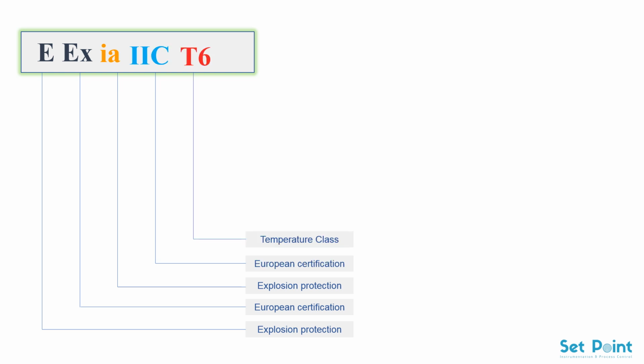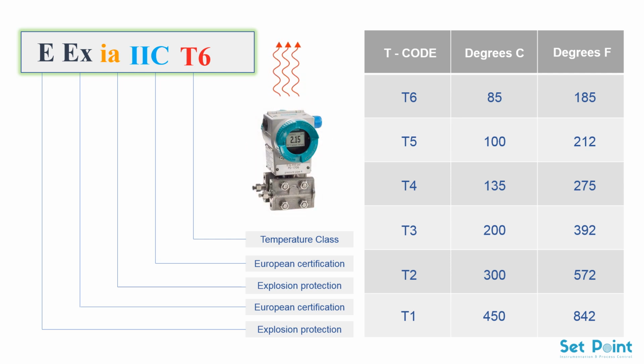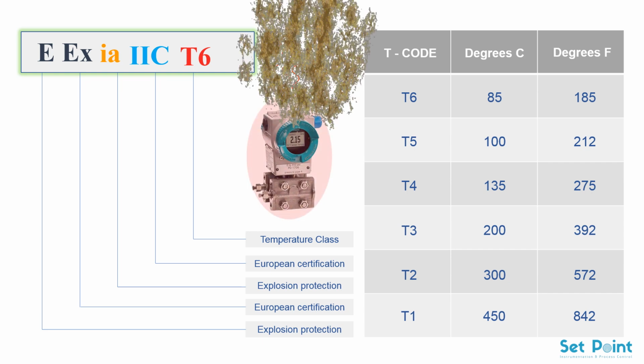The next part of the marking refers to the temperature class of the device. Temperature class refers to the maximum temperature the electrical apparatus might attain under normal operation or fault conditions, depending on the protection technique used. There are 6 temperature classes: T6, T5, T4, T3, T2, and T1. This information is critical because at high temperatures, electrical devices can become a source of ignition. It would be catastrophic if a device with a T code of T1 were installed where there are gases that can ignite when temperatures reach 300 degrees Celsius, for example.